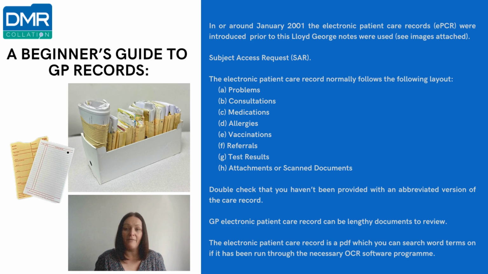The electronic patient care record is normally disclosed as a searchable PDF document. If it isn't already searchable, this can easily be completed by running it through the necessary OCR software program. This is a really useful tool when you're searching for key terms within the electronic patient care record. However, please note that in our experience, the attached or scanned document section of the PDF isn't normally automatically searchable. This is because the scanned documents have been inputted into the electronic patient care record as images, not PDF text files. As such, further OCR software may need to be run on this document to ensure that it is fully searchable.